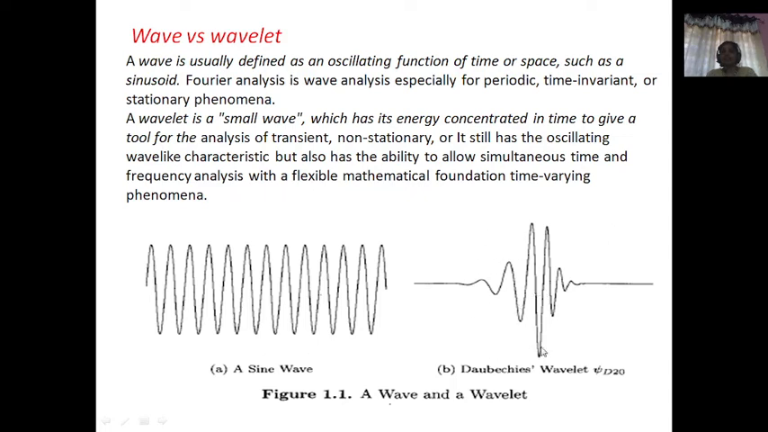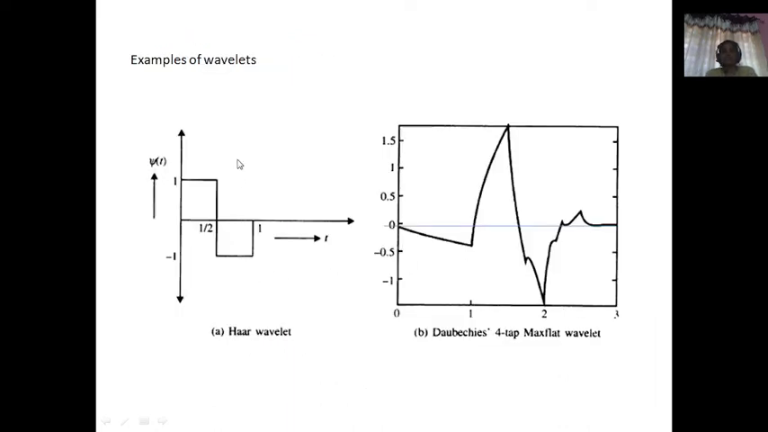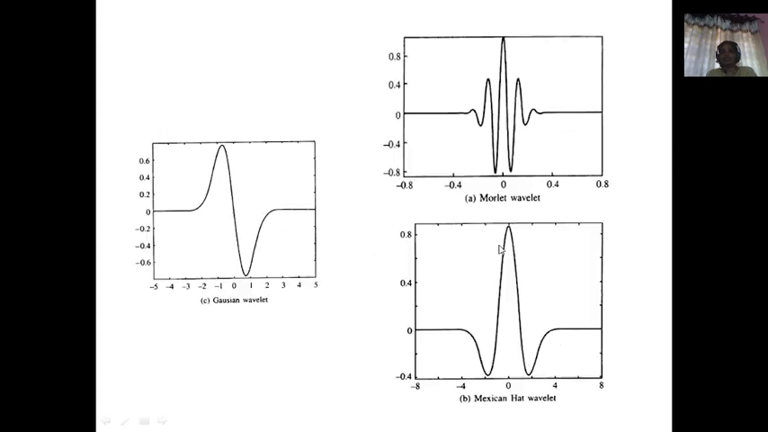One example wavelet is shown here. Then some more examples of wavelets are given. This is the Haar wavelet. Already we discussed that there is no restriction to a particular family of functions, so different families of functions can be used as a wavelet. This one, which looks like a square wave function, is used as the Haar wavelet. Then the 4-tap maxflat wavelet has a different structure. Then there are the Gaussian wavelet, Morlet wavelet, and Mexican hat wavelet.